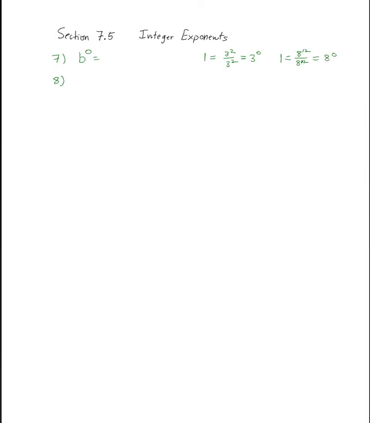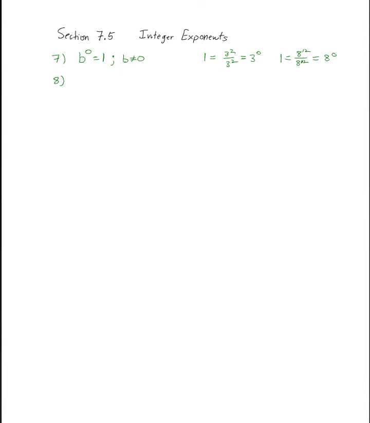So b to the 0 is the number 1, but again, we have to have the little rule. B can't be the number 0 there, because I can't do that trick. I can't take 0 squared divided by 0 squared. I can't have 0 on bottom. Okay, so 0 to the 0 is said to be undefined. We don't discuss 0 to the 0.